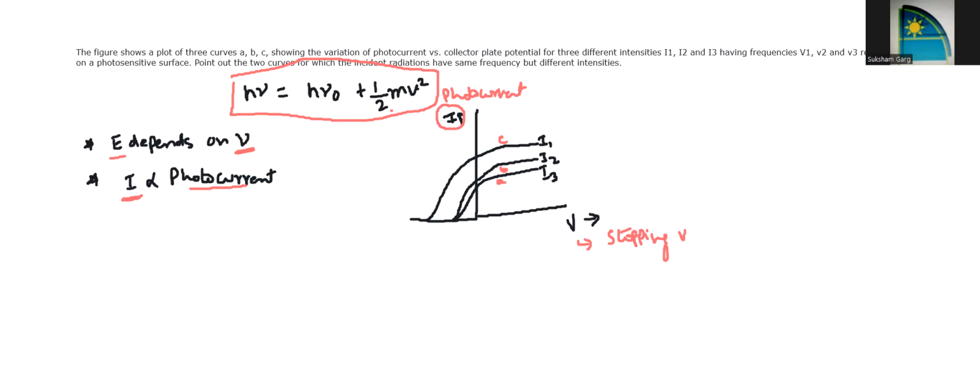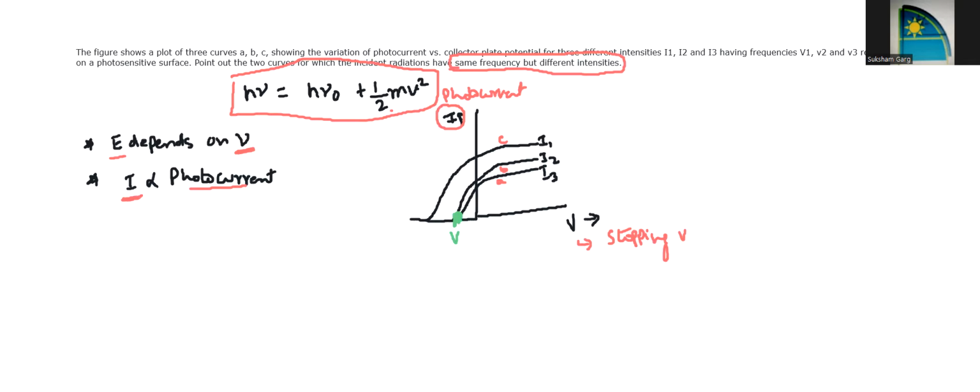What we have to figure out is which two curves have same frequencies but different intensities. This is the thing we have to figure out. Okay, so let's see the graph very, very carefully. If you notice, this point of origin is same. So at this point, stopping potential for these two curves is same.